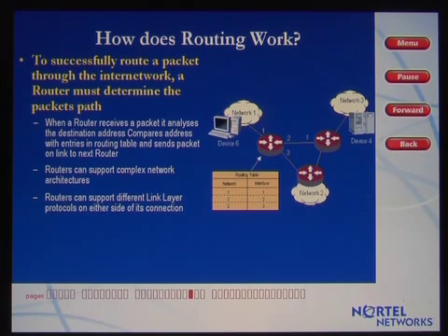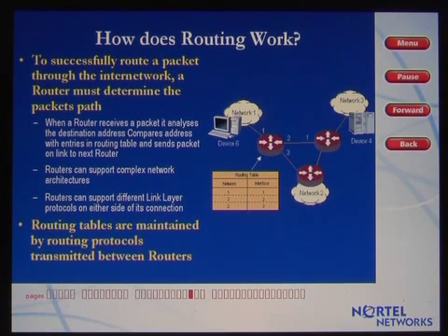Hence, the LANs on either side of a routed network do not need to be the same type as they do in a bridged network. For example, device 6 may be attached via a token ring LAN, whilst device 4 may be connected via an Ethernet LAN. Routing tables are maintained by routing protocols transmitted between routers. These are complex processes that are beyond the scope of this module.